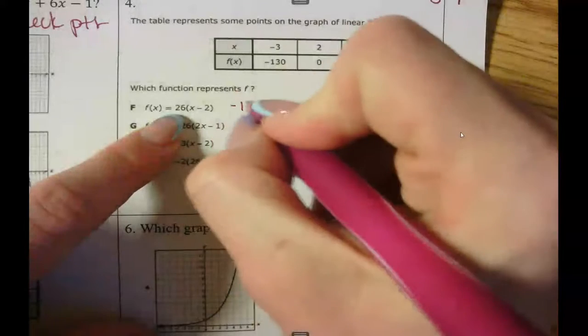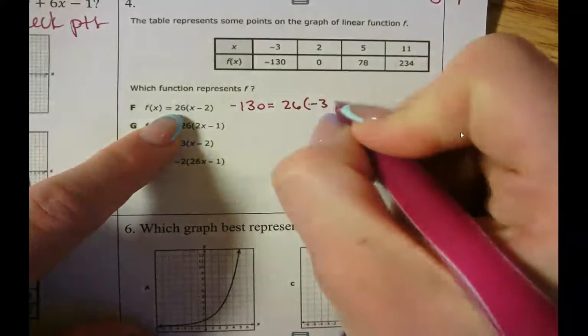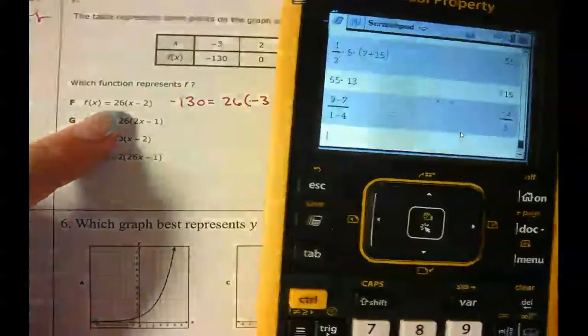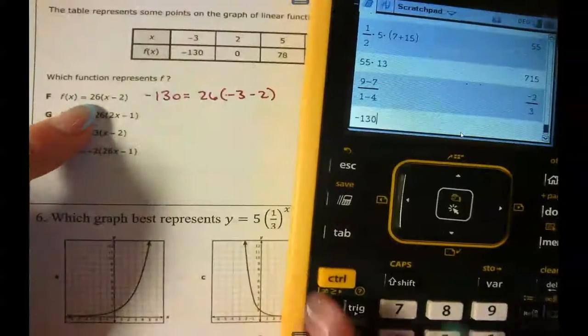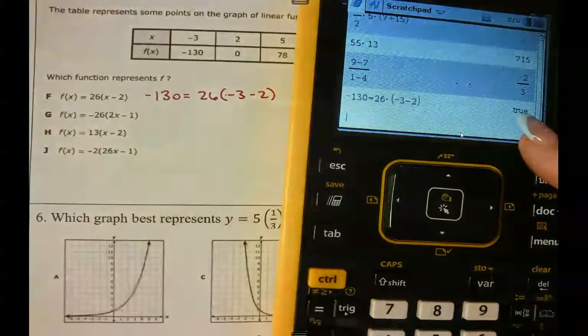So negative 130 equals 26, open parentheses, negative 3 minus 2. Coming to the calculate part and typing that in. Negative 130 equals 26, open parentheses, negative 3 minus 2, close parentheses. That says that's true.